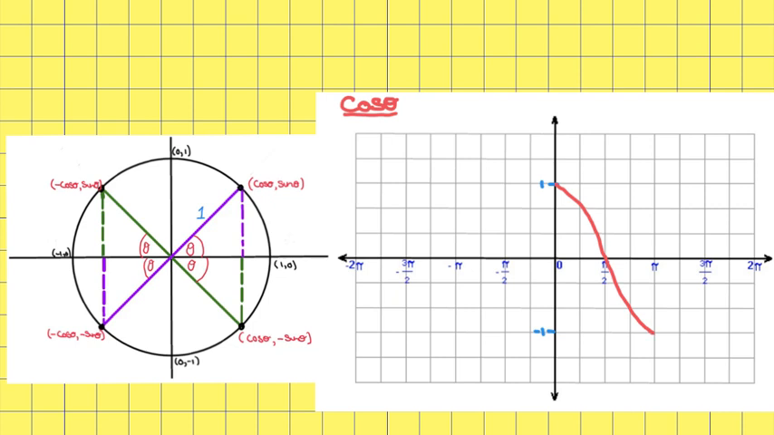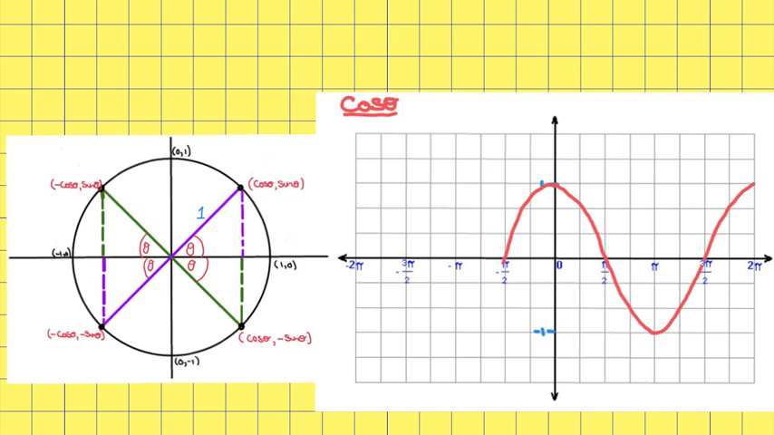Then it is still negative, but it is getting higher until it reaches 0 at 3 pi over 2 or 270 degrees. Then it is positive and it is increasing until it reaches 1 again at 2 pi degrees. If we go the opposite way round the unit circle, it starts off at 1, is positive but is declining until it gets to minus 90 or minus pi over 2.